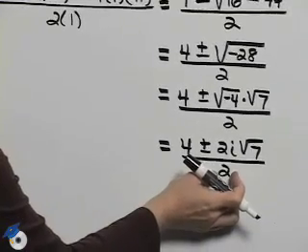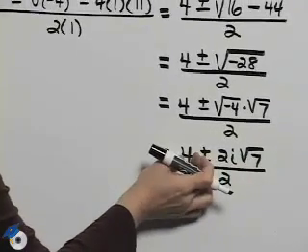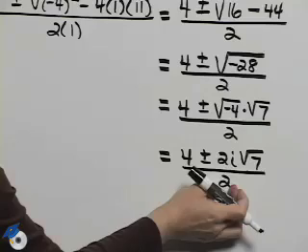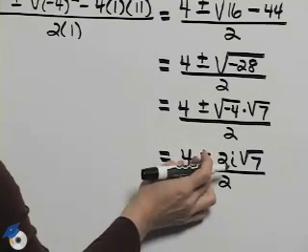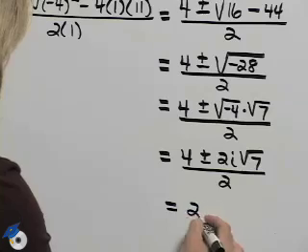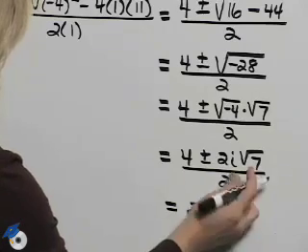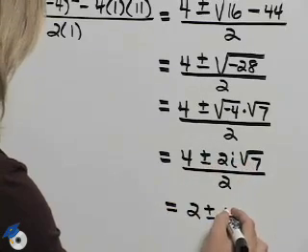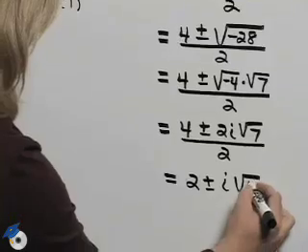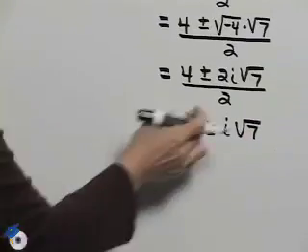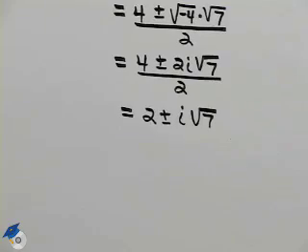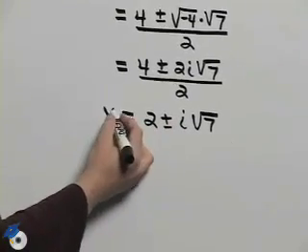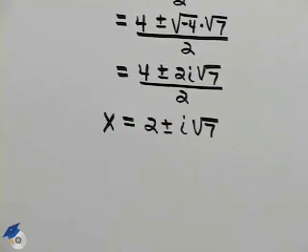I notice then that I have a common factor of 2 in each of these terms, so I can essentially divide a 2 from the 4, which will give me a 2, from the 2i, which will give me just i, times the square root of 7, and then a 2 from the 2 in the denominator will simply cancel that out, and so I'm left with x equal to 2 plus or minus i square root 7.